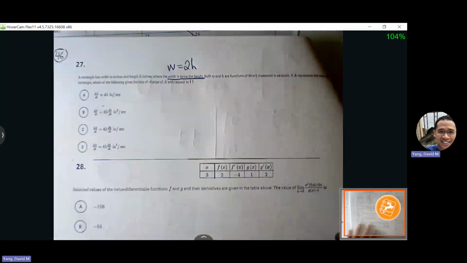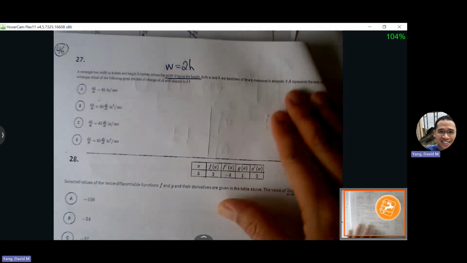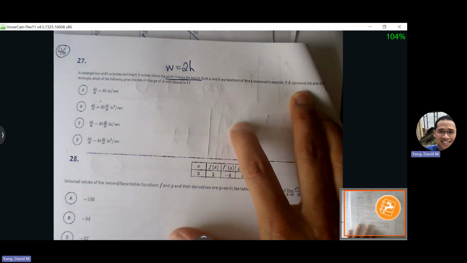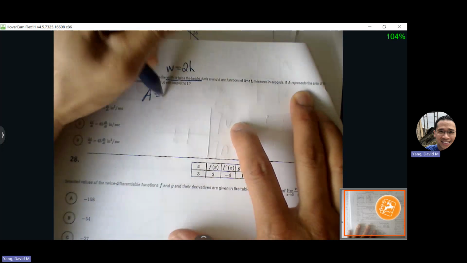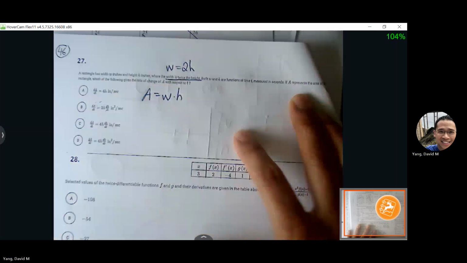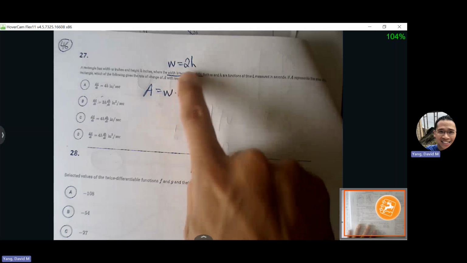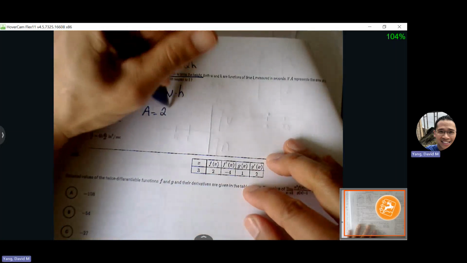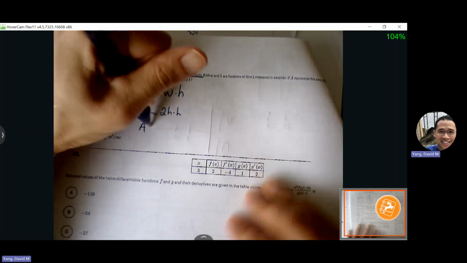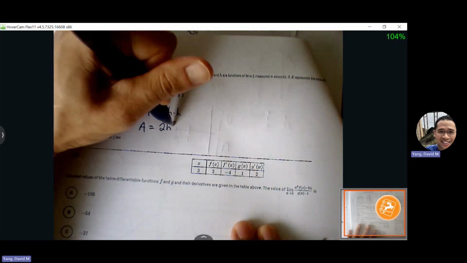Both W and H are functions of t, so that should indicate that anytime I have time, it's possible that it could be a related rates problem here. A represents the area of the rectangle. So area of a rectangle is width times height. But I want the whole thing in terms of height, so I can replace W with 2H. So A is equal to 2H times H. So A is equal to 2H squared.